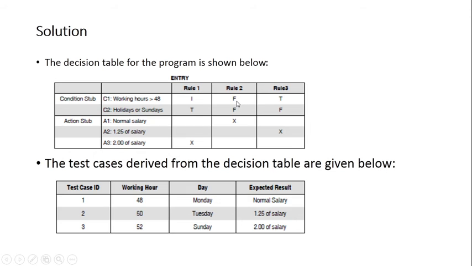Now if number of hours is not greater than 48 and it is neither a holiday nor a Sunday, you will pay a normal salary. So a cross is mentioned in this column in front of A1. That means a normal salary is given. While if number of hours is greater than 48 but it is not a Sunday or a holiday, in that case you will give the salary as 1.25 times of the salary. So a cross is mentioned here.